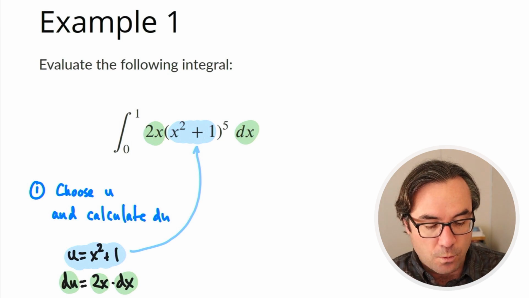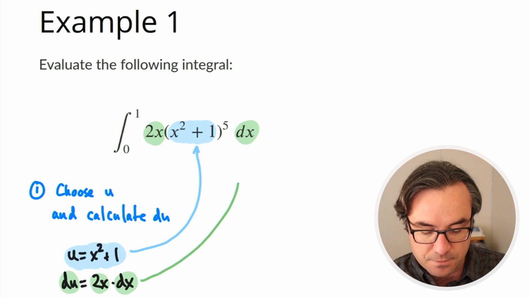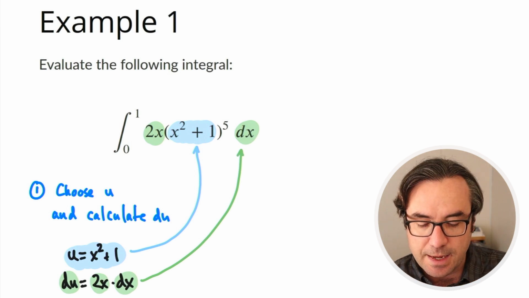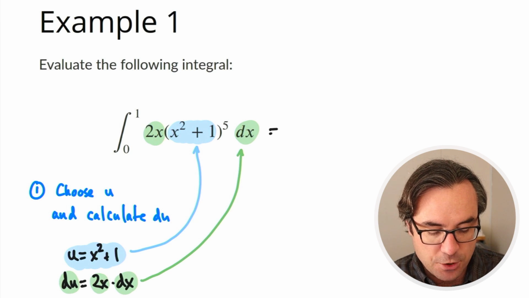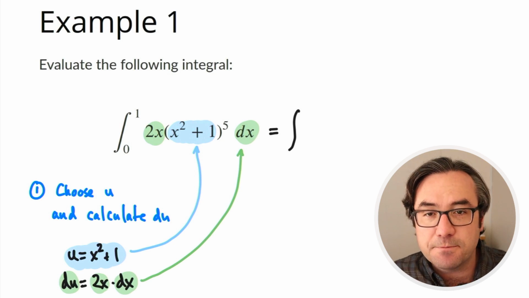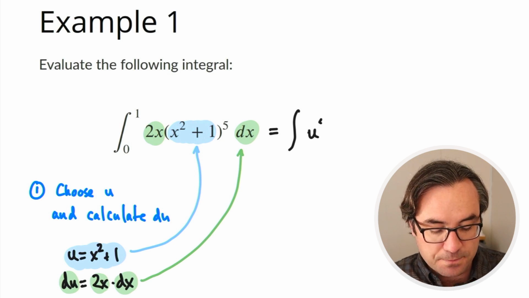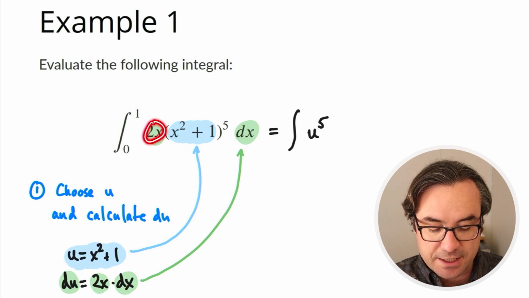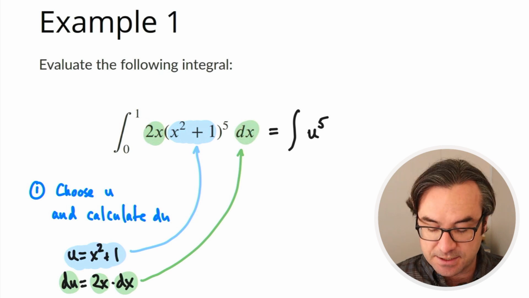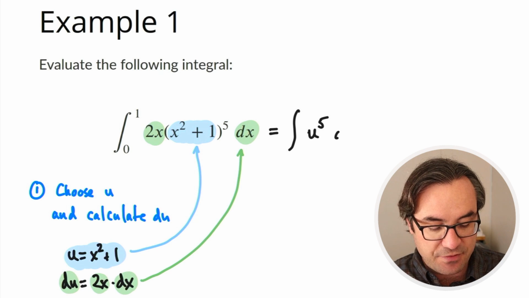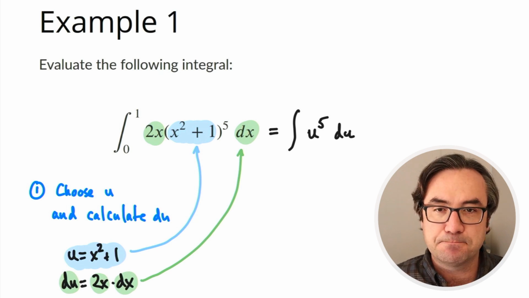So we're going to plug in for our new differential. If we do our substitution here, that x squared plus 1 is going to become u, so we're going to have u raised to the power 5. And then the 2x together with that dx become our new differential du. Du goes at the end.